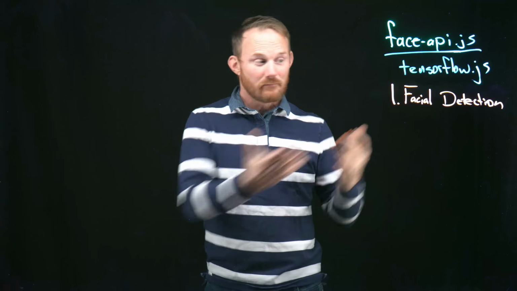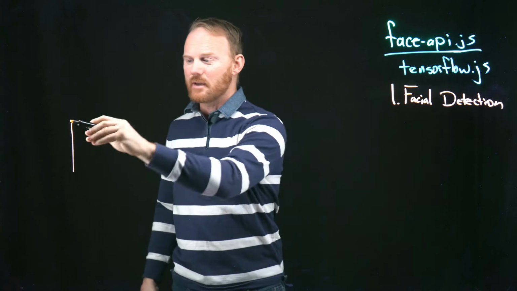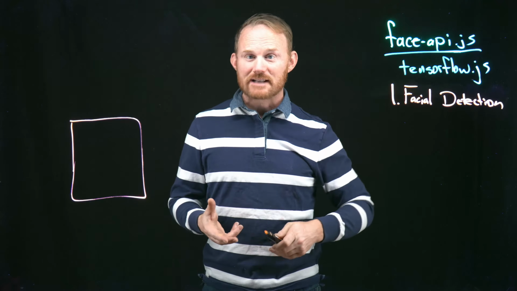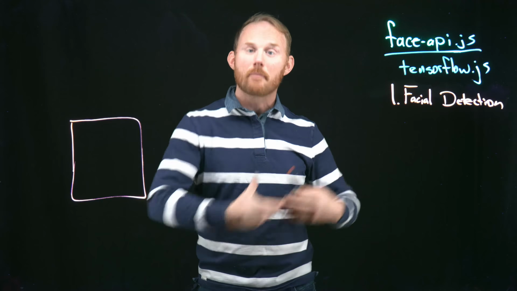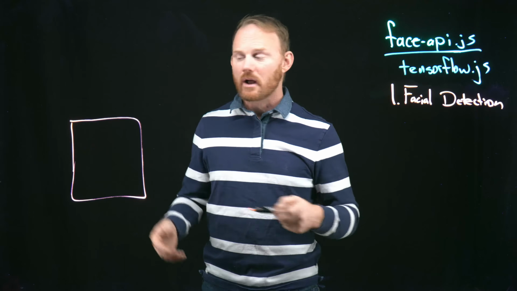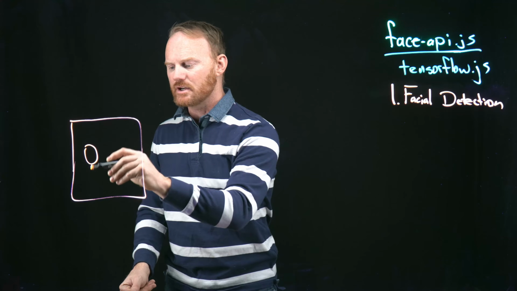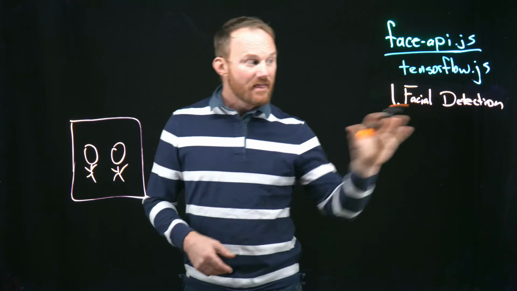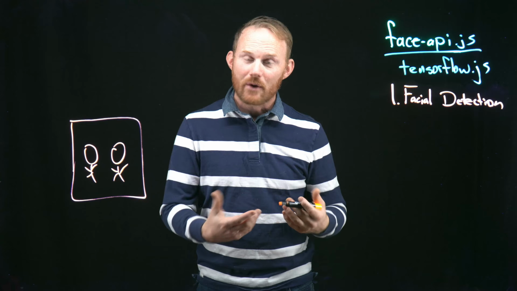This is pretty obvious. We give it an image, and that image can come from lots of places. We can pull it straight out of the DOM. You could use an input and upload a file that way. You could get it from the file structure or a URL or something like that. But let's say our image has two people in it, our stick figures here.